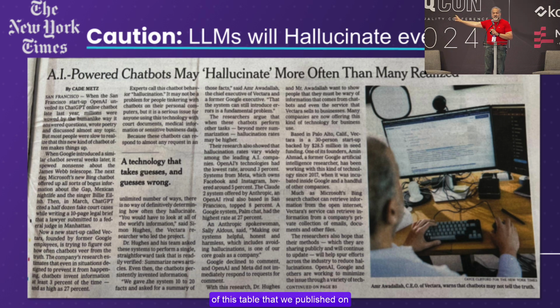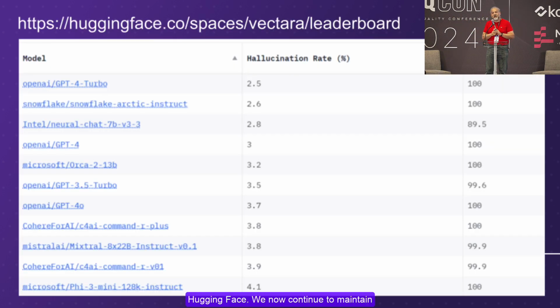Now, it came out of this table that we published on Hugging Face. We now continue to maintain a leaderboard on Hugging Face that ranks all of the models, all of them, in terms of how much they hallucinate within the RAG context. Within the RAG context, meaning when I tell the generative model, here are the facts, please do this based on these facts. So as you can see here, GPT-4, which is the best in the world because of how big it is, still hallucinates 2.5% of the time on average. Sometimes it could be more, sometimes it could be less. On average, it will make up stuff 2.5% of the time.